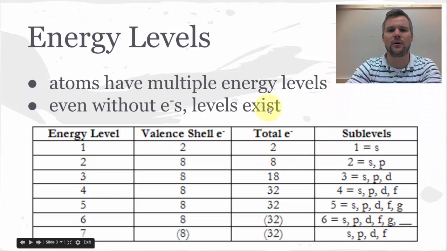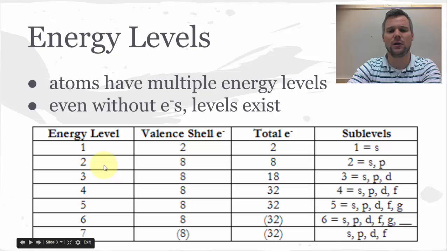We can start to talk about electrons in terms of different energy levels. All atoms have multiple energy levels, whether they have electrons in those energy levels or not. And those energy levels have predictable numbers of sublevels and total electron capacities. So for example, energy level 1 can hold 2 total electrons. It would have a valence shell of 2, and there's one sublevel. It's called the S sublevel.